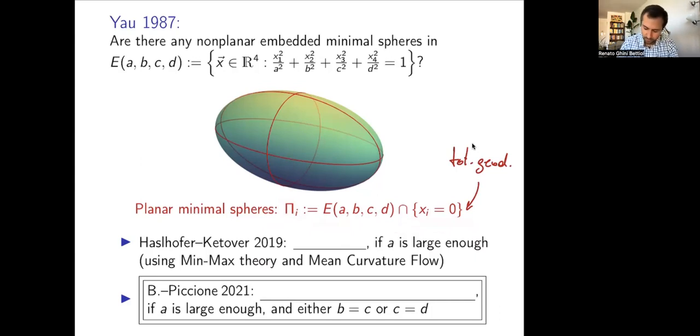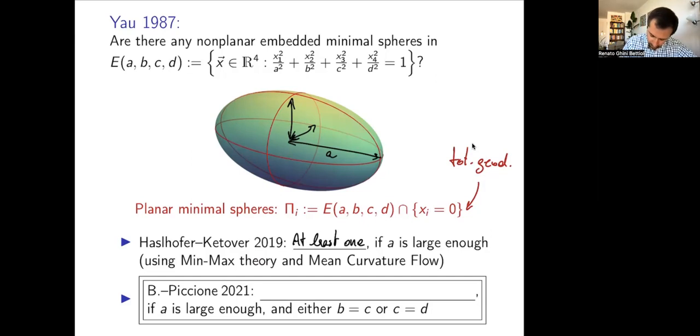So Haselhofer and Ketover proved that indeed there's at least one non-planar minimal 2-sphere if one of the semi-axes is large enough compared to the other ones. So let's imagine, for example, here this distance is A. So that's the first semi-axis. If we fix the other semi-axes B, C, D, and so on, then if A is large enough, using min-max theory and mean curvature flow, they were able to produce a non-planar minimal sphere.